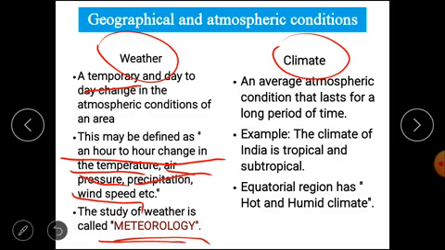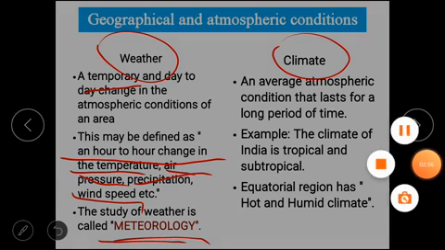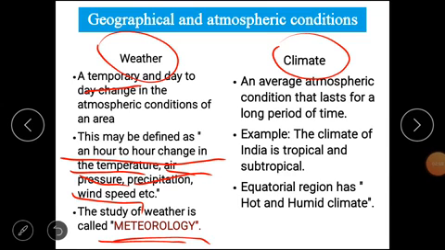Now climate is an average long-time atmospheric condition of an area, an atmospheric condition that lasts for a longer period of time, and that will be called the climate of that area. Climate basically defines that region. Sometimes we have different climatic zones that are divided based on the climate of those regions. For example, India has a tropical and a subtropical climate.